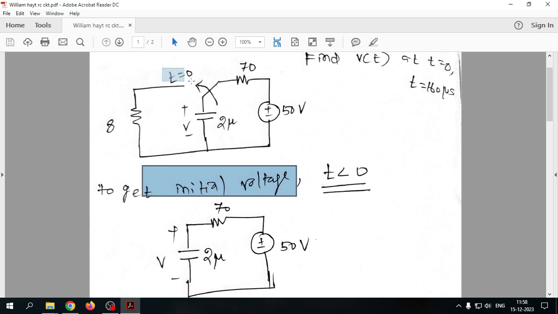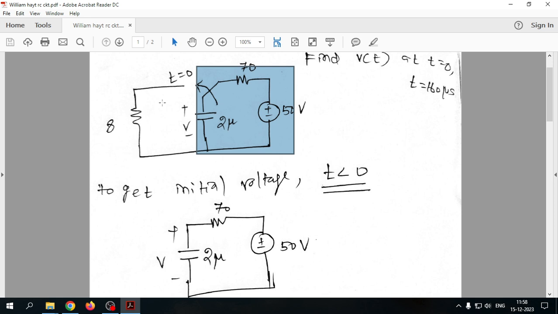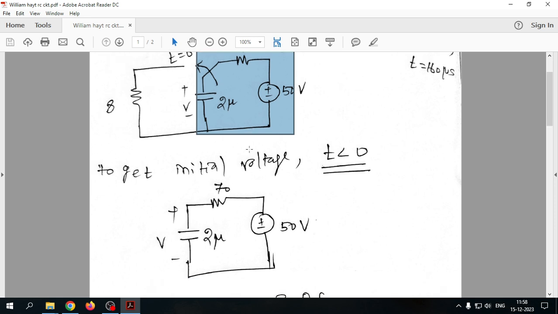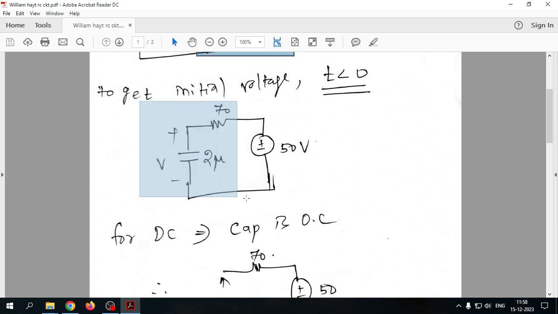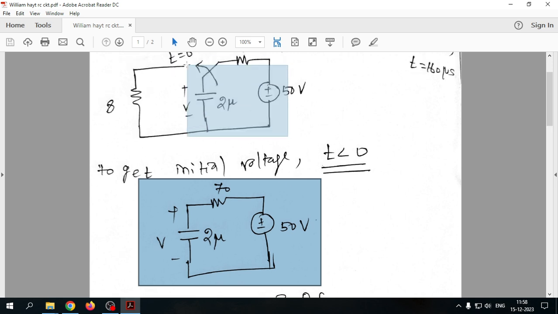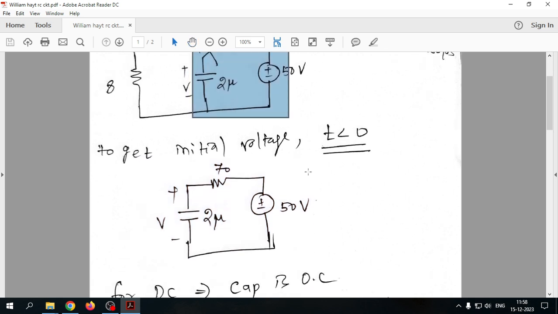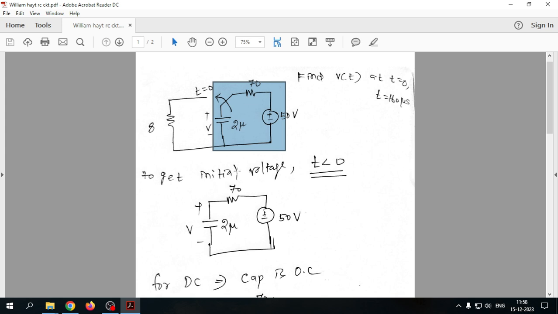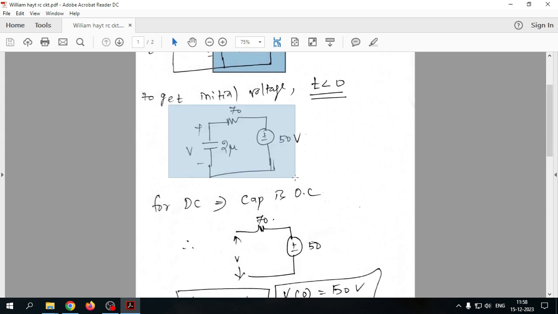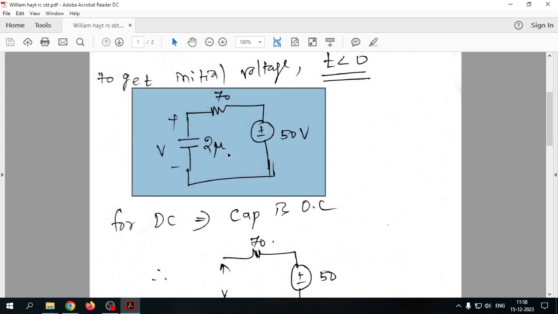At t equal to 0, kindly note this, the switch is moving here. So before t equal to 0, which means t less than 0, the circuit is connected to here, not this side. If that is the case, this is the circuit to find the initial voltage. Got it? Now we are going to find the initial voltage across the capacitor.